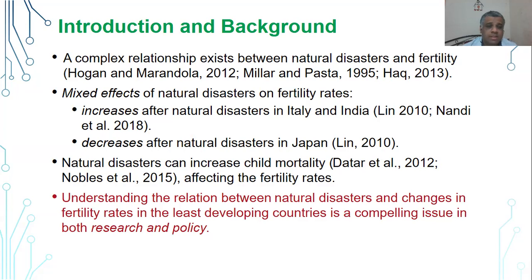And there is another thing with the relationships between natural disasters and fertility. There are mixed findings and mixed effects. Some researchers found that fertility increases after disasters. There is also a finding that fertility decreases after natural disasters. So it's just a mixed finding, and it depends on context and situations as well. And we know that natural disasters are connected to child mortality, particularly in developing countries, and then child mortality also affects the fertility rate.